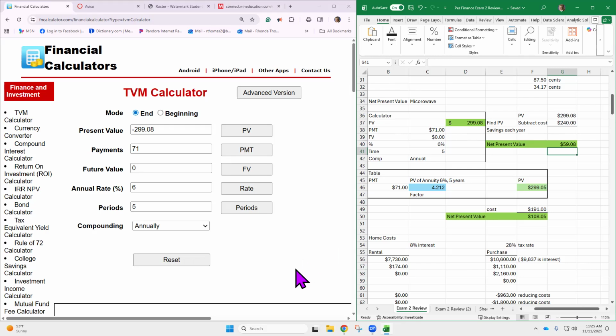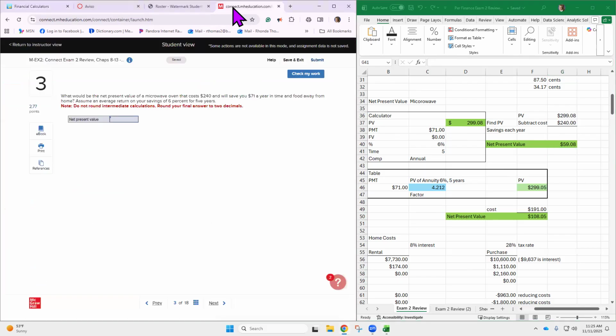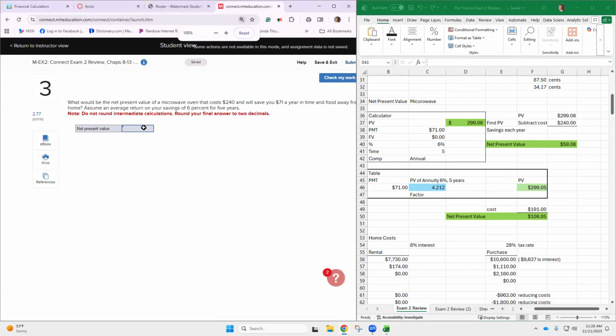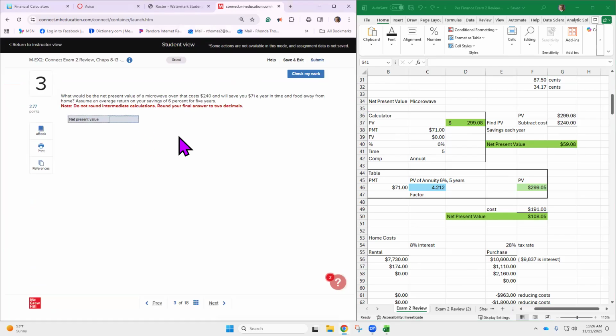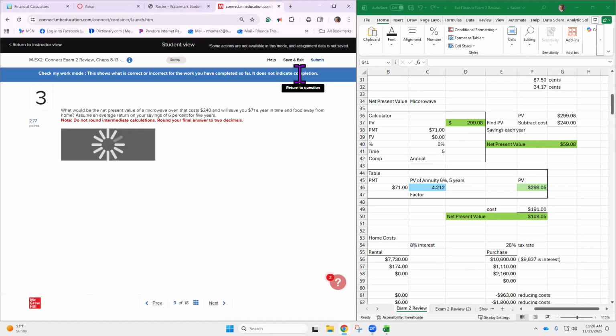So once 5 years has passed, right, then we're going to start actually saving money because you've got to recoup that money that you spent on the microwave. Okay, so let's give it a try. Make sure I have everything in here. So the net present value of the microwave 5 years into the future is 59.08, and they want it to 2 decimal places, 2 decimal places. So be sure to watch for that.